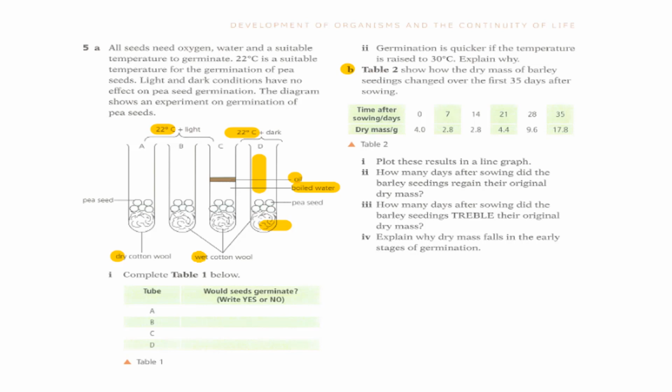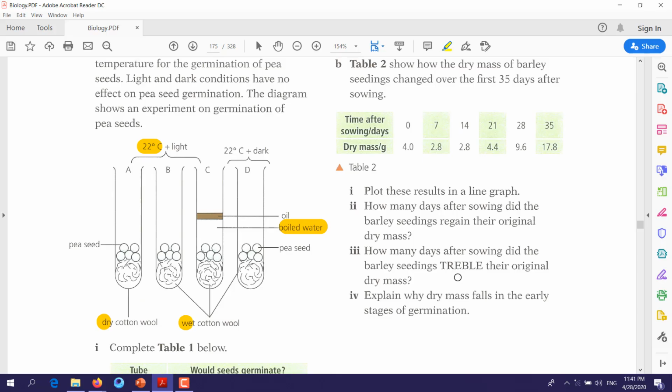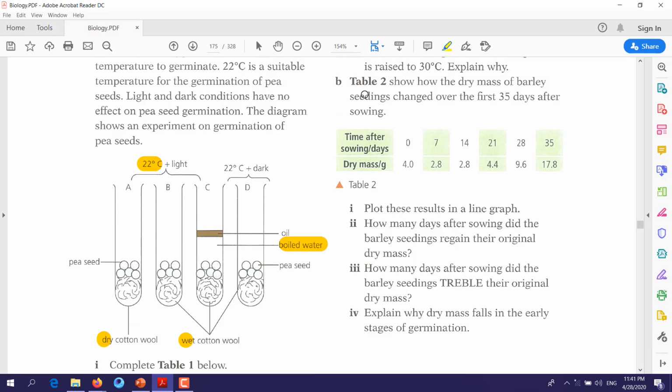Now, germination is quicker if the temperature is raised to 30 Celsius. Explain why. Here they are talking about temperature, and as we know, when we talked about the suitable temperature, we said temperature affects the enzymes in the seeds. So when the temperature of the seed increases to 30 Celsius, it will help the enzymes to work more efficiently. Your task for this lesson will be to solve question B, okay?